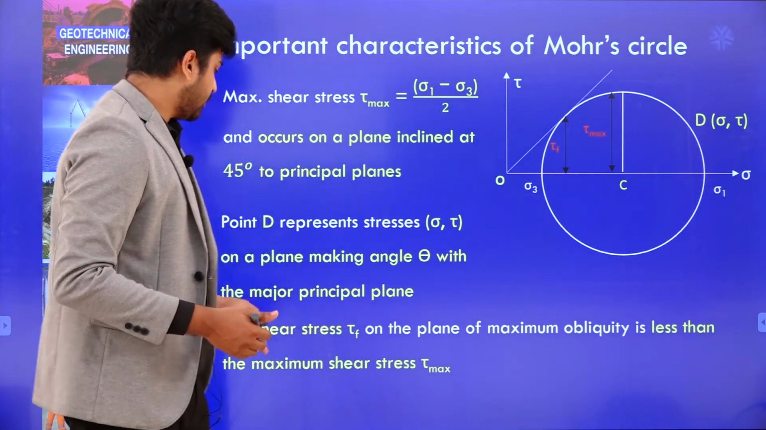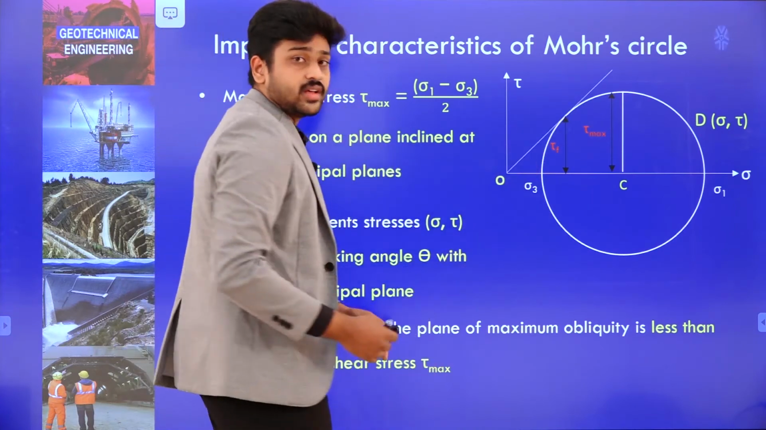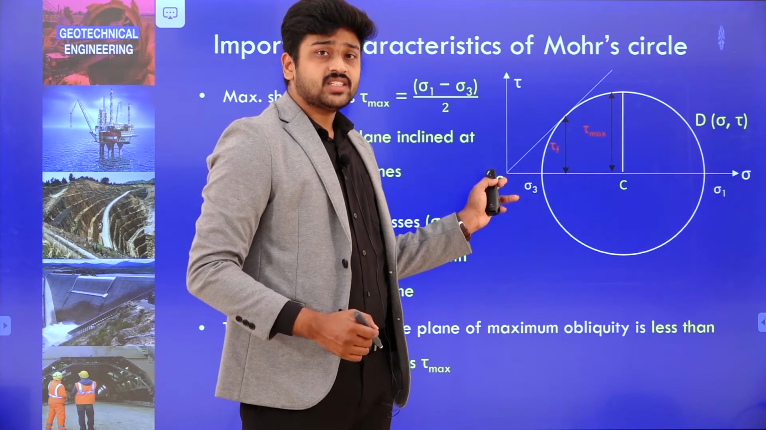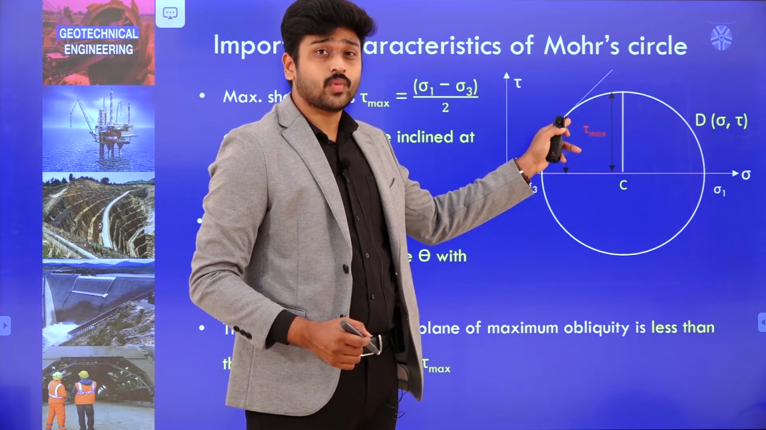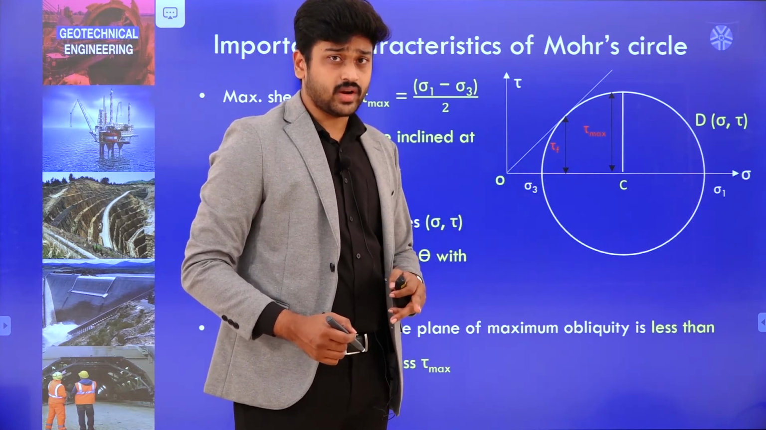Apart from that, let us consider there is a small plane. If you observe this tangential plane which will intersect at a particular point on the Mohr circle, let tau f be the shear stress at that point.